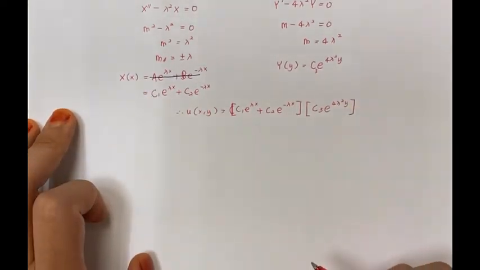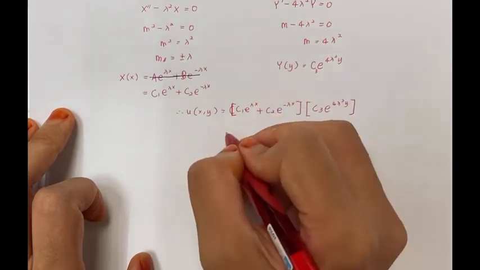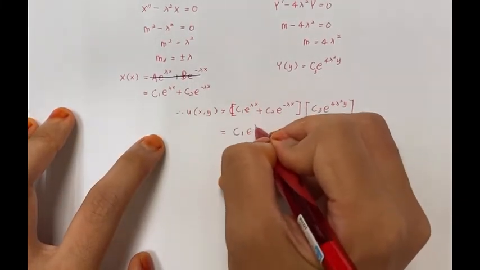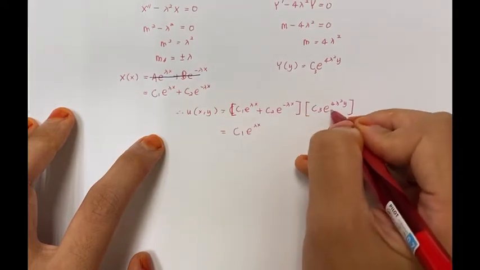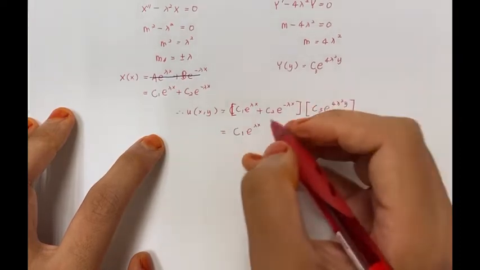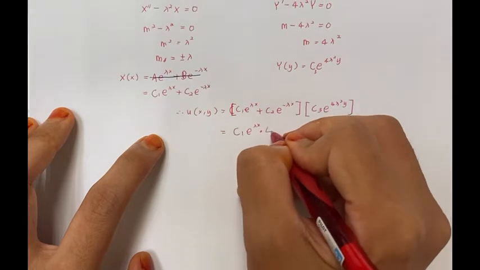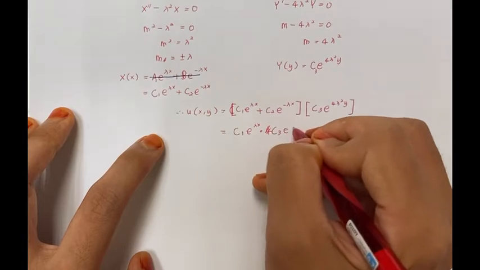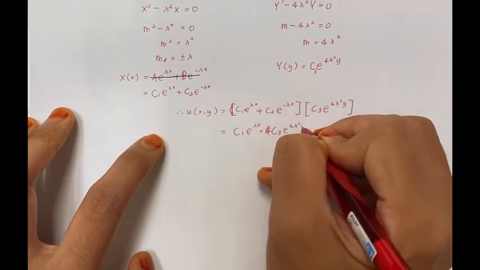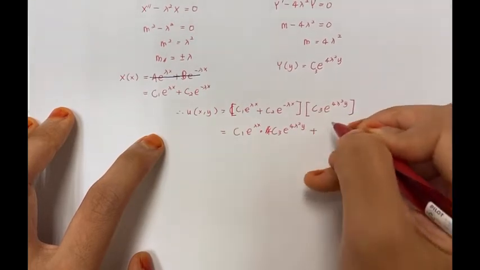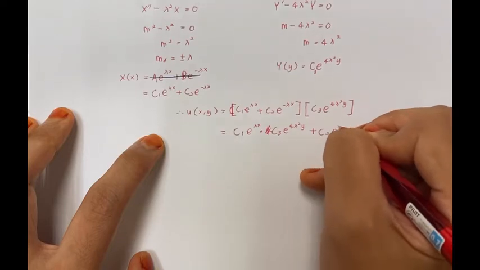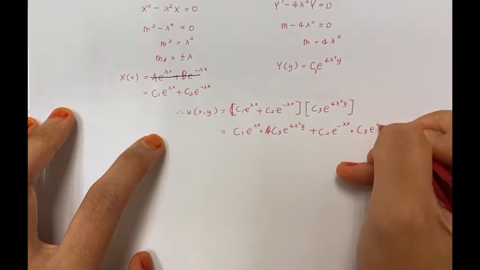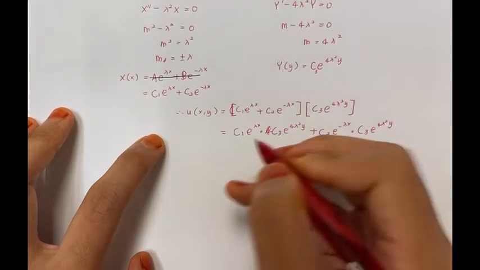Okay, and then you may expand this. So you have c1 exponent lambda x multiplied by c3 exponent 4 lambda square y, plus c2 exponent negative lambda x multiplied by c3 exponent 4 lambda square y.